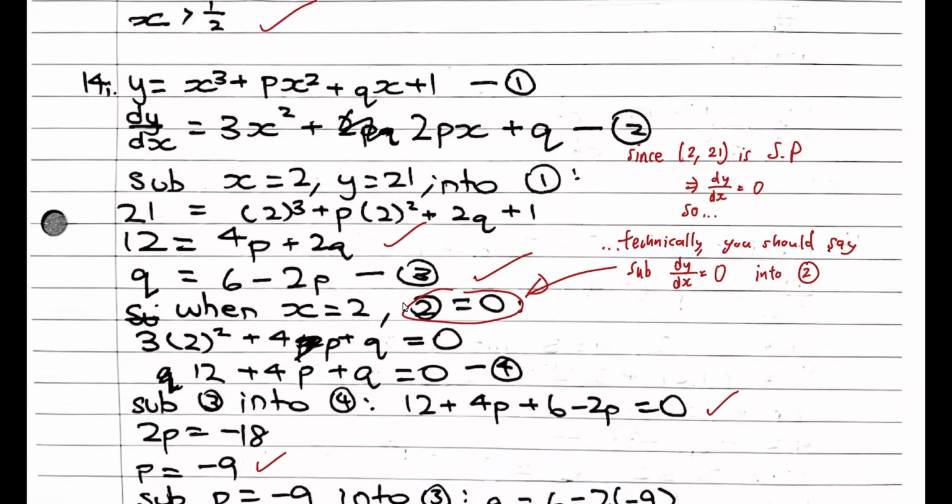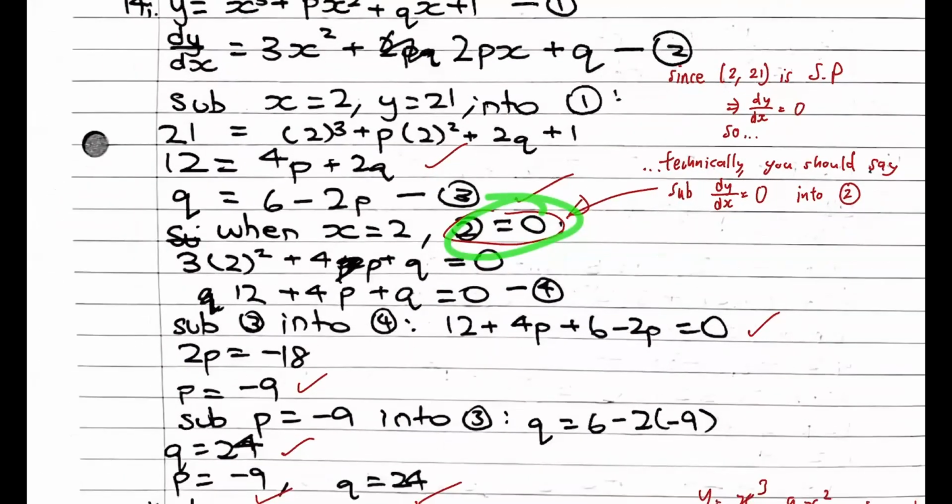So in question 14, and similar questions, when x equals 2, you say equation 2 equals 0. This is not so accurate because this 2 is referring to this entire thing, right? I don't think it's very accurate. You should instead say dy by dx equals 0, or sub x equals 2 into dy by dx equals 0. Then similarly for all the other questions. But that's just notation. The idea is correct.